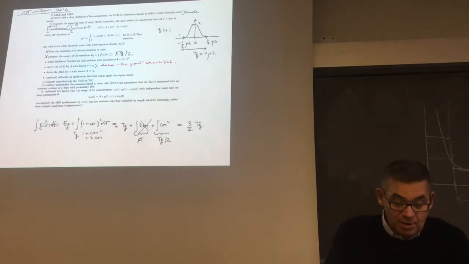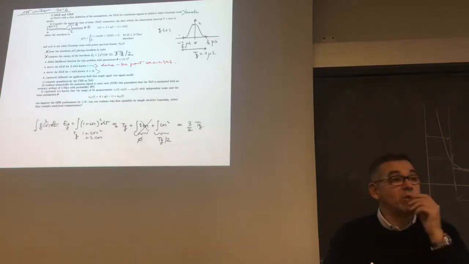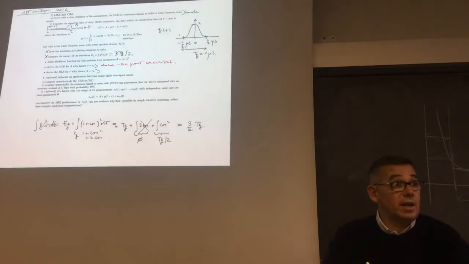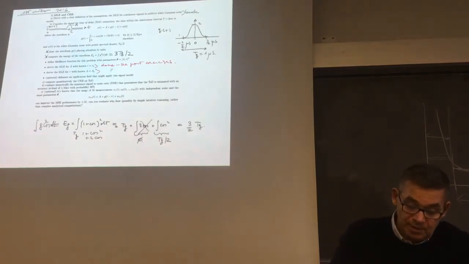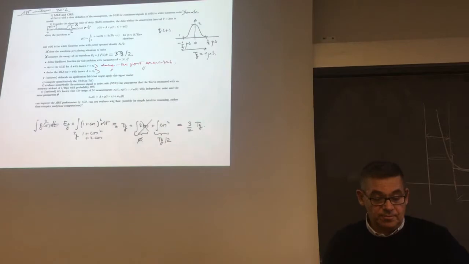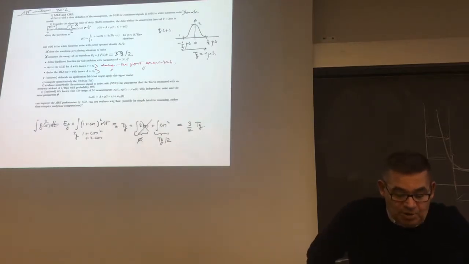Derive the maximum likelihood estimator for tau with known amplitude. Cross correlation again, the same as the previous one. In the previous one I fixed the delay, and in the second case I fixed the amplitude and leave the delay as a free parameter. Then also this one. Now, optional.